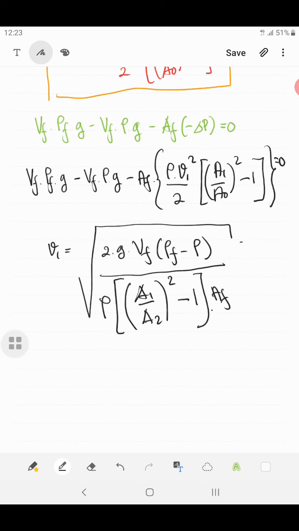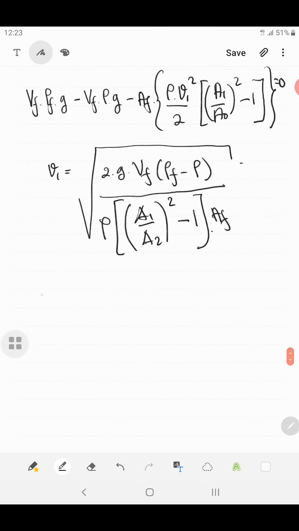And don't forget, you have to multiply: V1 actual is equal to the discharge coefficient of the rotameter, which is CR, times V1. So this is the equation for the rotameter. And how can we get the CR?